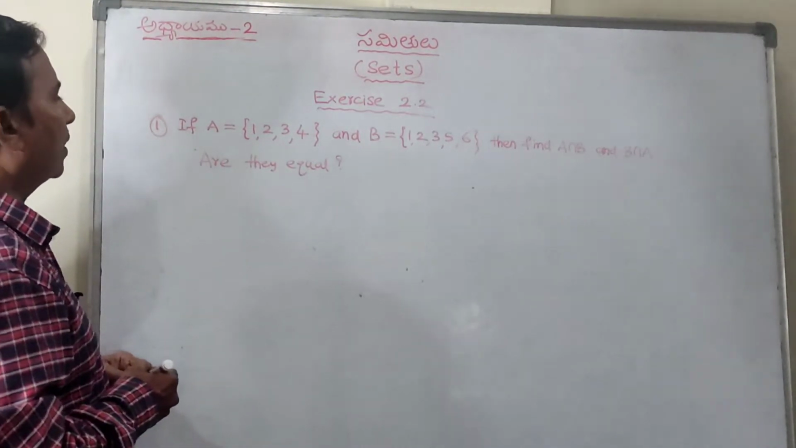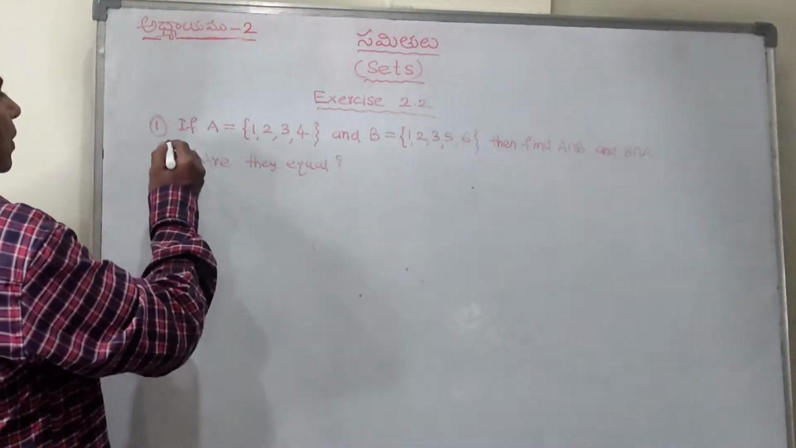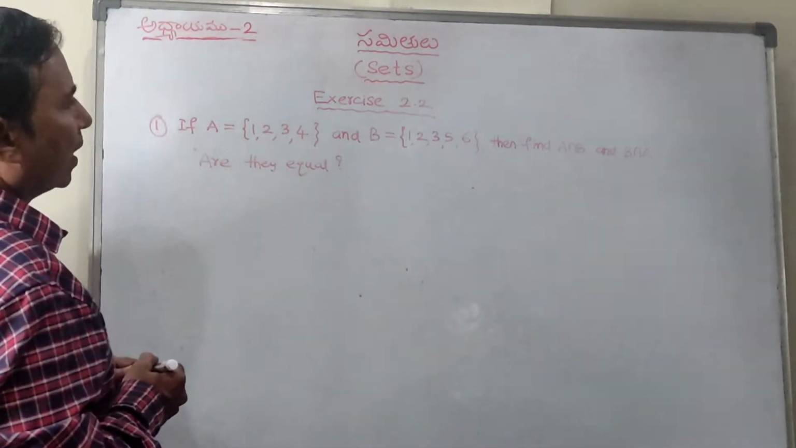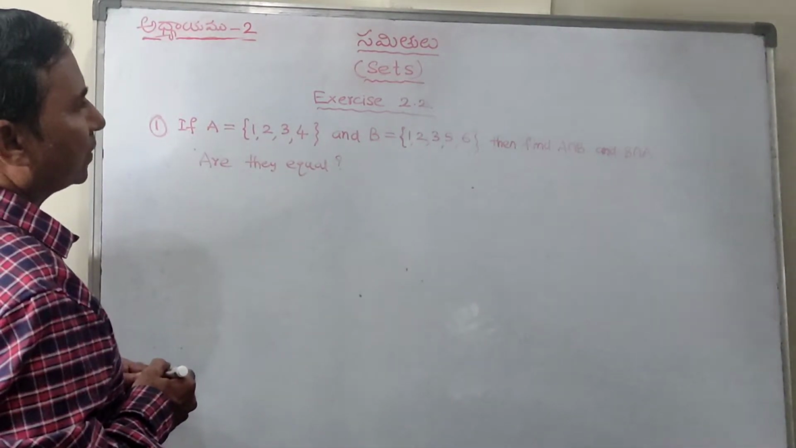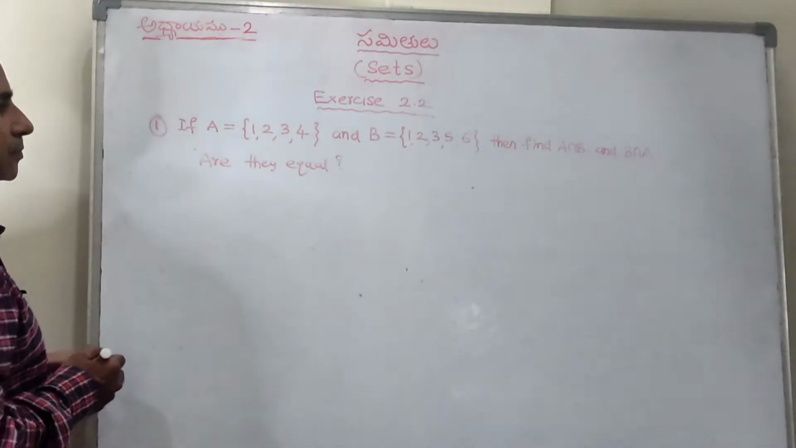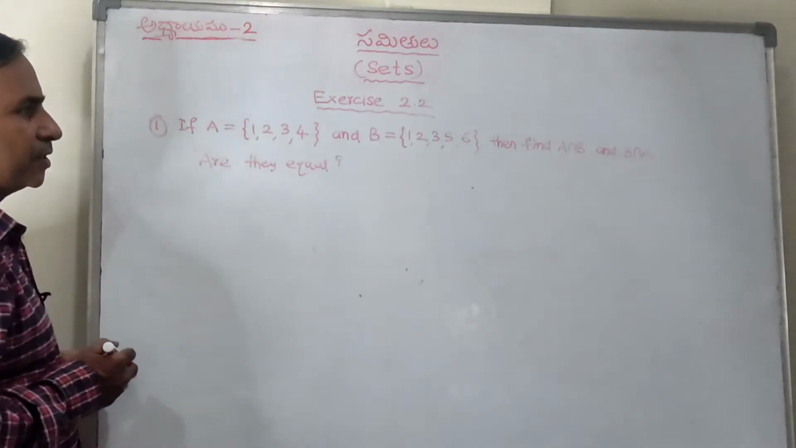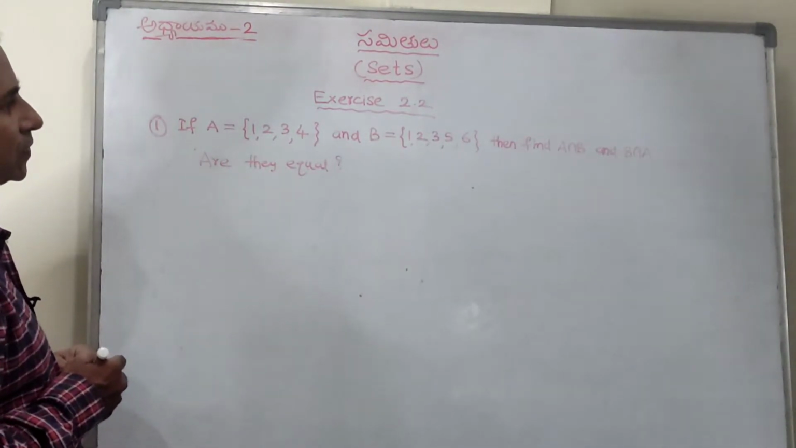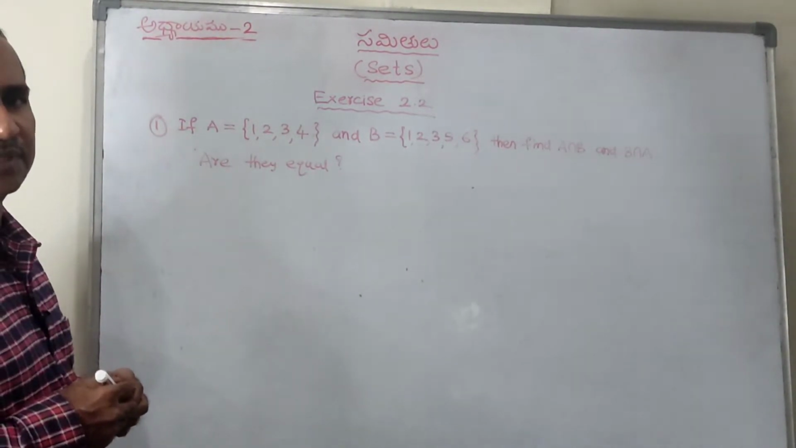Okay, let us see the first question. If A equals {1, 2, 3, 4} and B equals {1, 2, 3, 5, 6}, then find A intersection B and B intersection A. Are they equal? Intersection means, as we already discussed in the previous session, we should take the common elements, isn't it?